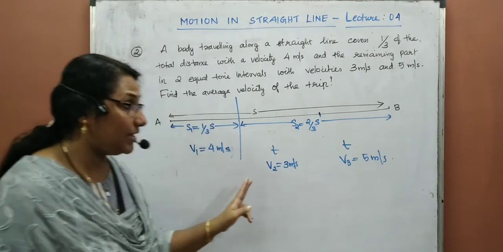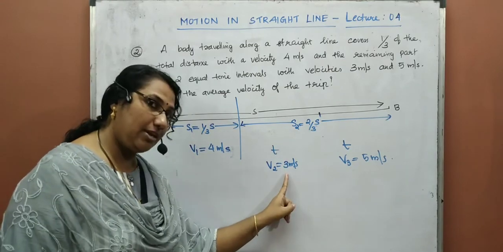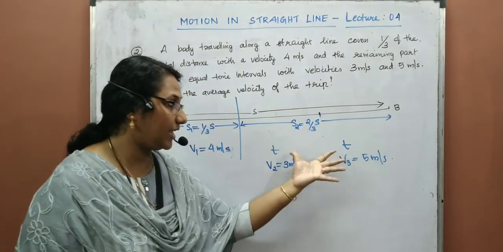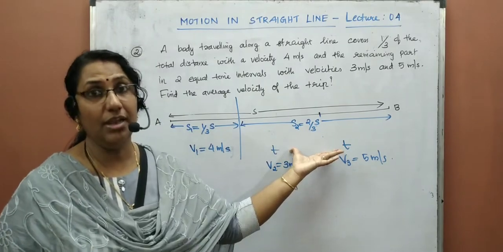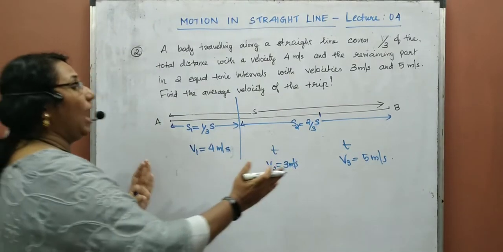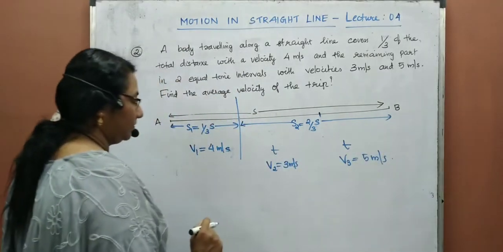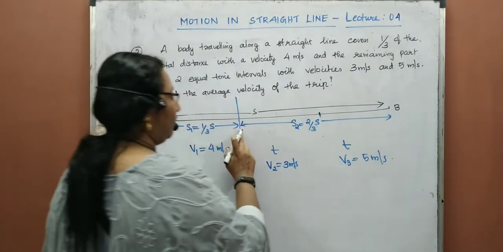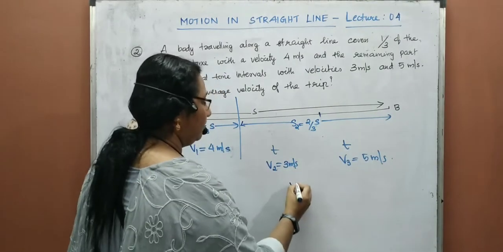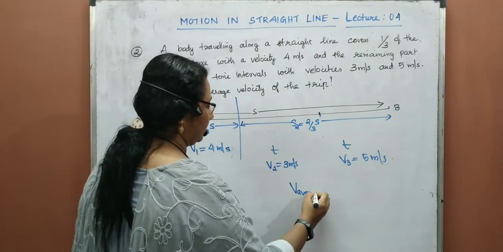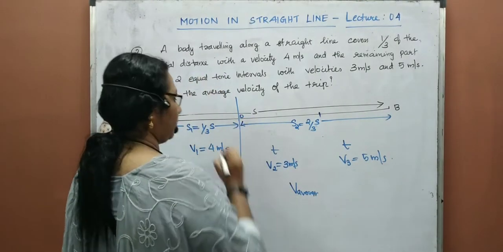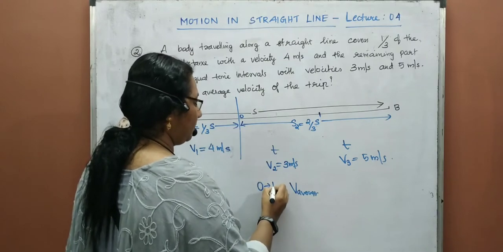So, what happens here? This is 3 meter per second. This is 5 meter per second. Travelled for the 2 equal time intervals. That is, you have to solve this much part at first. Okay. That is, for this point to this point, V average, I will write it as O. Okay. From O to B.